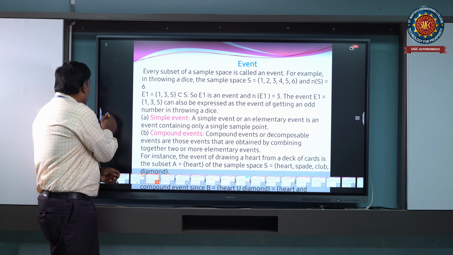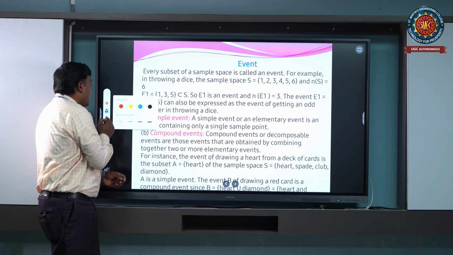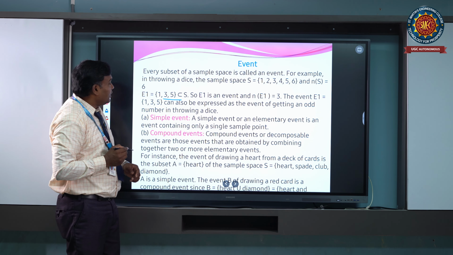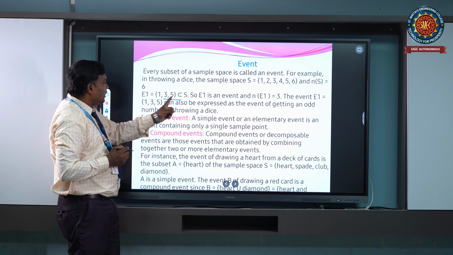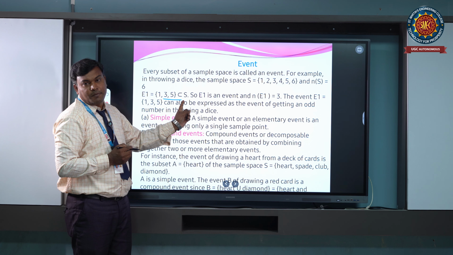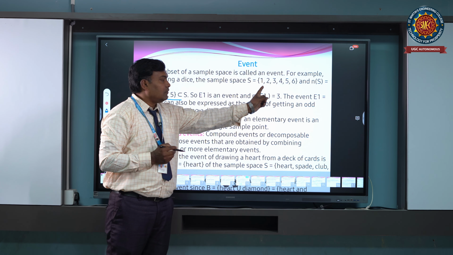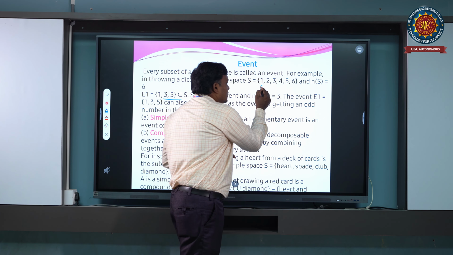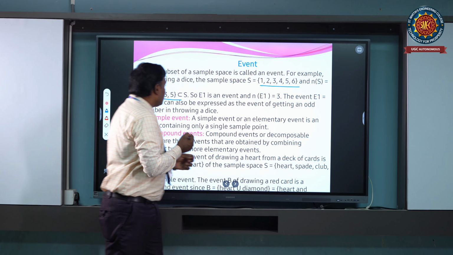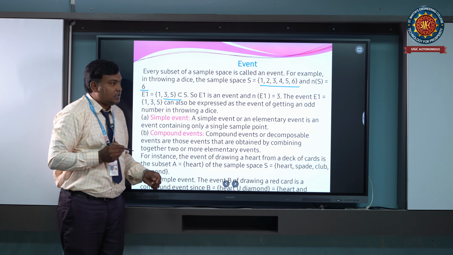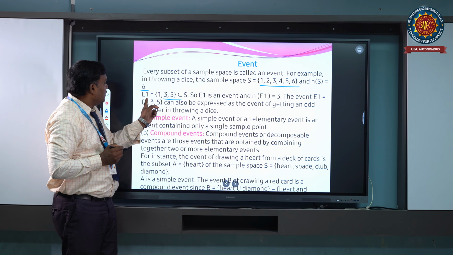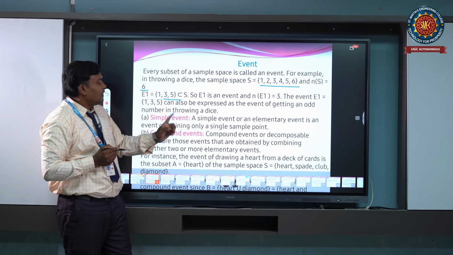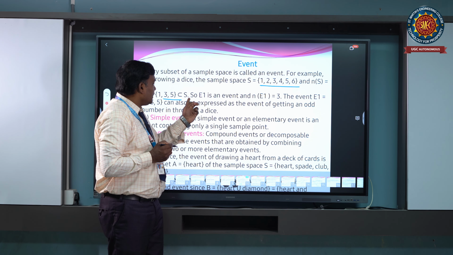Okay, there is a probability of getting odd numbers. The probability of getting odd numbers I am indicating with E1: 1, 3, 5. This is a subset of sample space. What is sample space? Total number of outcomes are represented in this flower bracket: 1, 2, 3, 4, 5, 6. So this is your sample space, and the total number of outcomes in throwing a die is 6, and getting odd numbers 1, 3, 5 is a subset of the sample space.